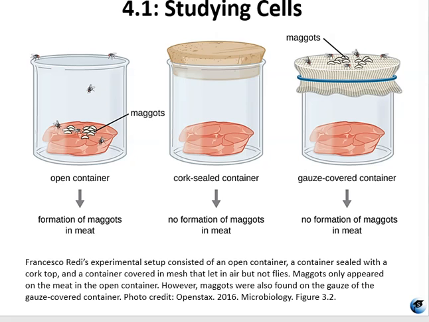This figure shows Francesco Redi's experimental setup, which consisted of raw meat held in 3 different containers. One had an open top, one was sealed with a cork top, and the last one was covered in a mesh. Now, the immature flies, the maggots, only appeared on the meat in the open container because that's the only container that allowed for the adult flies to go inside and lay their eggs on the meat. Maggots were also found on the mesh top up here because the adult flies were attracted to the smell of the rotting meat and they laid their eggs as near to it as possible, which would be up here on the top.